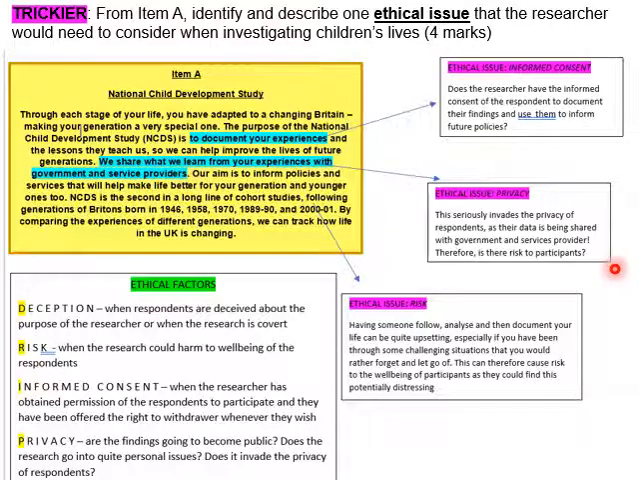And you'll see here that I've also put an ethical issue of risk. So having someone follow, analyse and then document your life can be quite upsetting, especially if you've been through some challenging situations that you'd rather forget and let go of. This can therefore cause risk to the well-being of participants, as they could find this potentially distressing. So, imagine if you've been through quite a traumatic experience in life. However, the effects of that experience are going to be documented and followed up upon by the researchers, and then obviously they're going to be written out as a report in full. So how could that potentially evoke some risk?